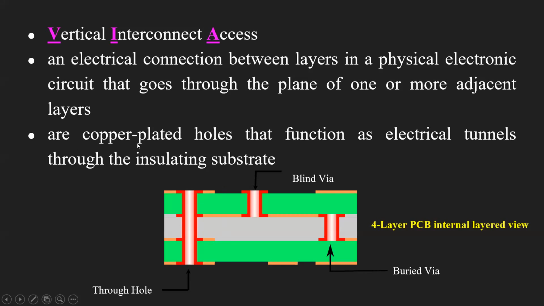Vias are copper plated holes that function as electrical tunnels through the insulating substrate. You can see the green part is the insulating substrate, and it is making the hole, or an electrical tunnel, which is copper plated to make an electrical connection.